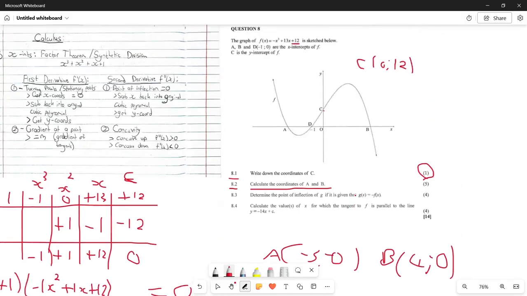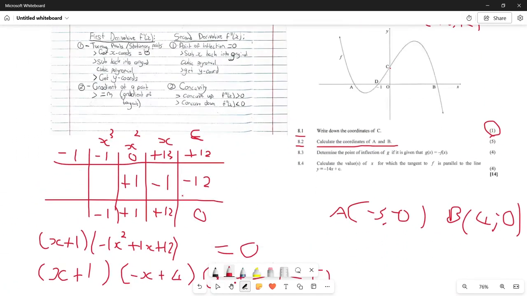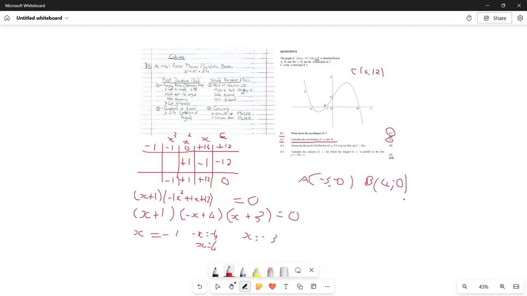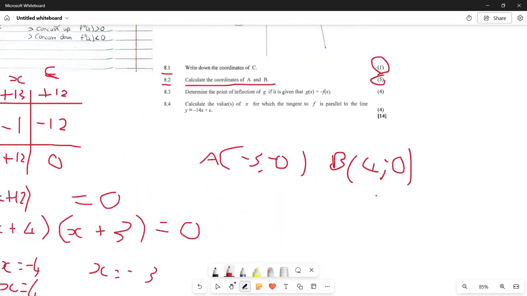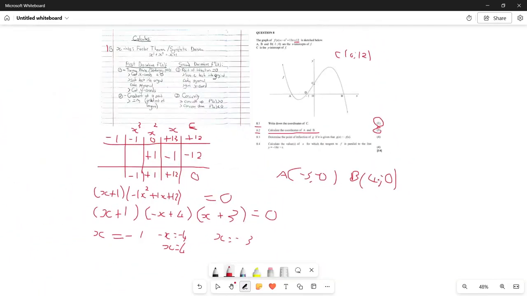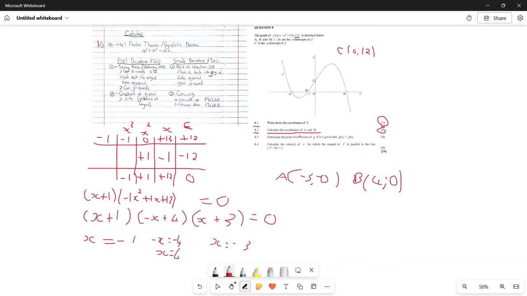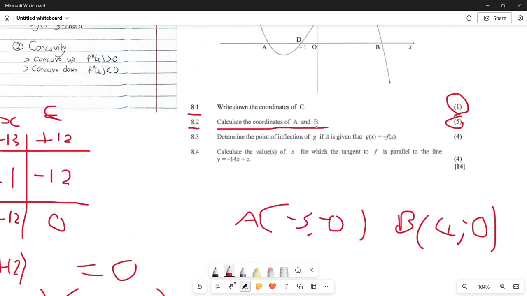So now we have our actual values based on synthetic division. Cool. So at this stage, we have solved the values of A and B. That is great. So we have the x-intercepts of this cubic polynomial. So then for question 8.3, we'll reference the cheat sheet in order to see what we have to do here.